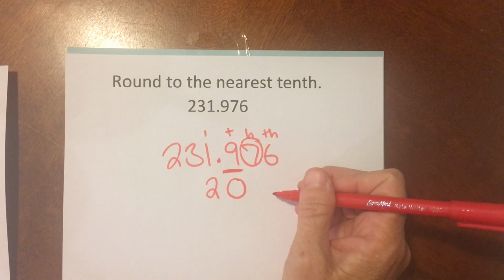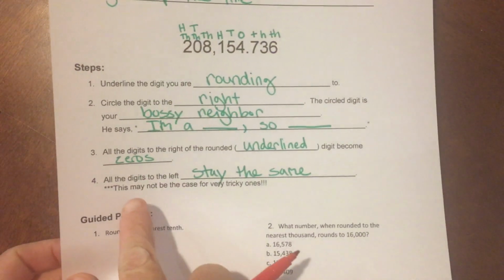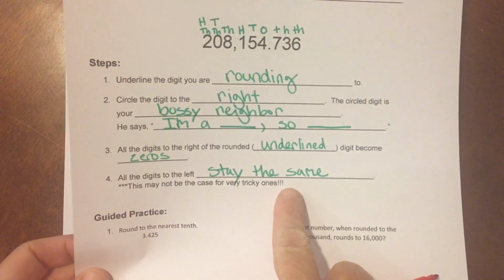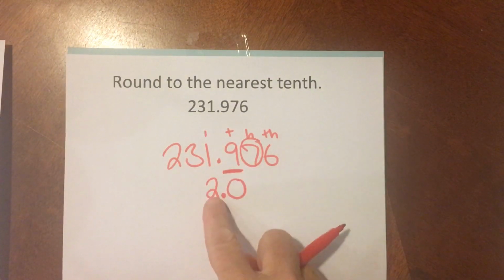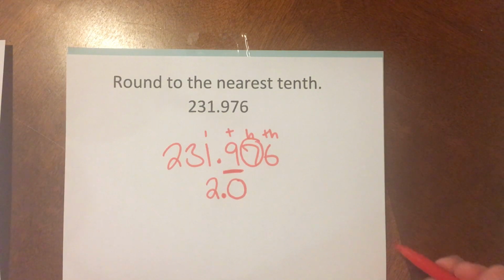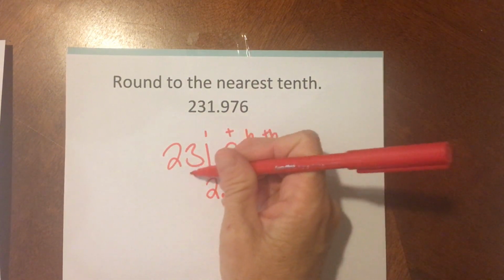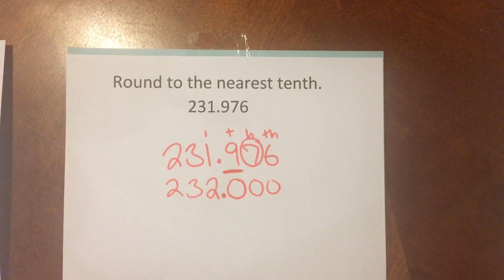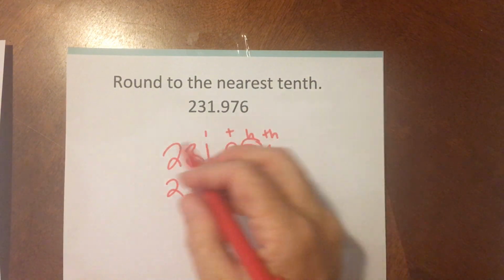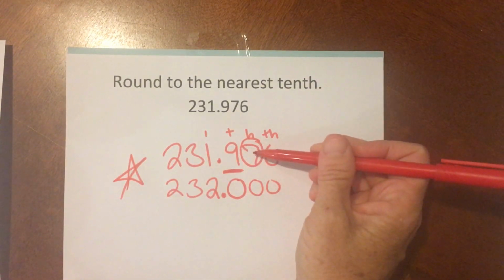That one's really tricky. Okay, and that's why down here I said this may not be the case for the tricky ones, because this 1 actually turned into a 2. But then I continue with my steps. So step 3 is everything to the right becomes zeros, everything to the left then stays the same. Okay, so those are probably going to be the tricky ones on there, so beware of those. So again, how did I do that?